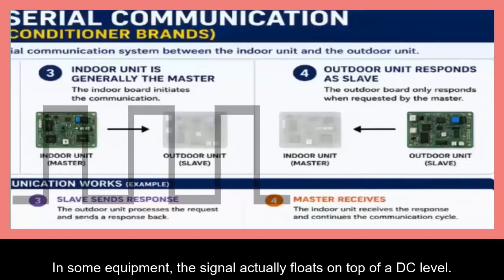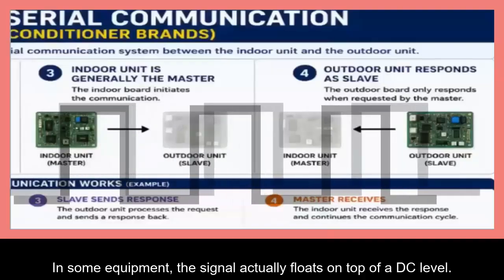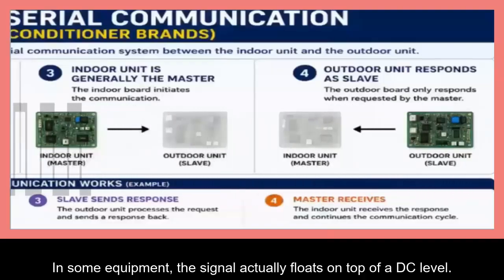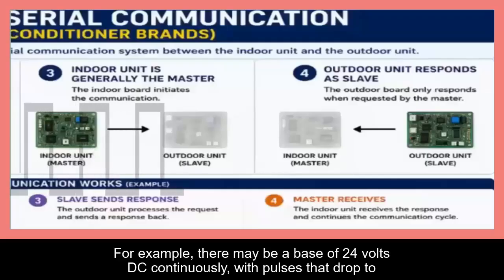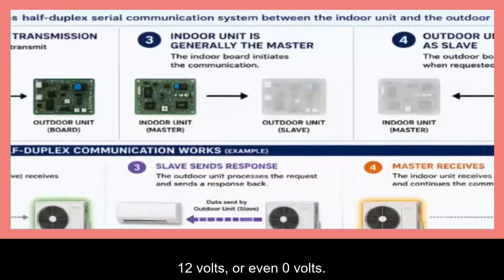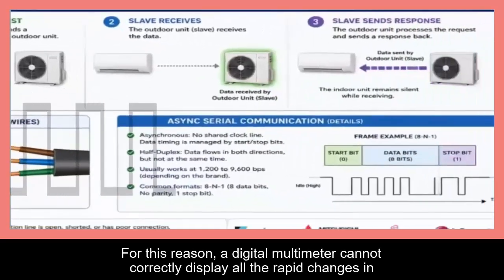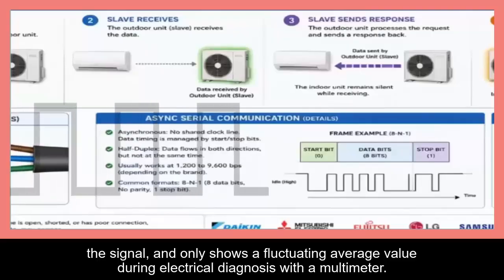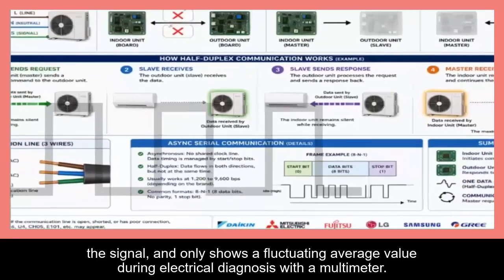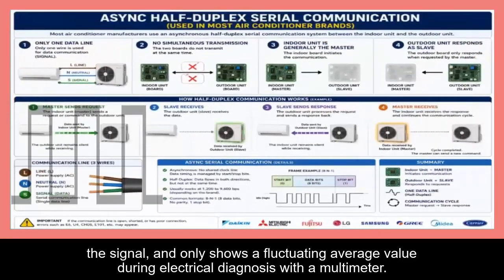Communication signal behavior. In some equipment, the signal actually floats on top of a DC level. For example, there may be a base of 24 volts DC continuously, with pulses that drop to 12 volts or even 0 volts. For this reason, a digital multimeter cannot correctly display all the rapid changes in the signal and only shows a fluctuating average value during electrical diagnosis with a multimeter.